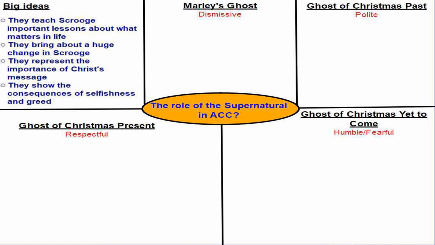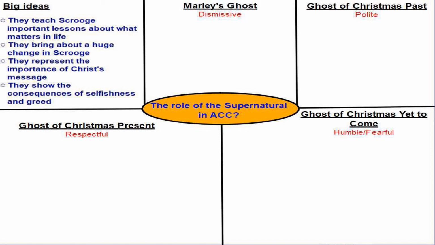So when Marley arrives, he's very dismissive of Marley initially. That changes as the visit goes on. He's much more polite to the Ghost of Christmas Past, mostly, apart from when he tries to put the extinguisher cap on his head. By the time the Ghost of Christmas Present comes, he's very respectful. And then by the end, the final spirit is humble and fearful. So you can see how that journey is impacted by the way each of the spirits show him the things that are teaching him a lesson.